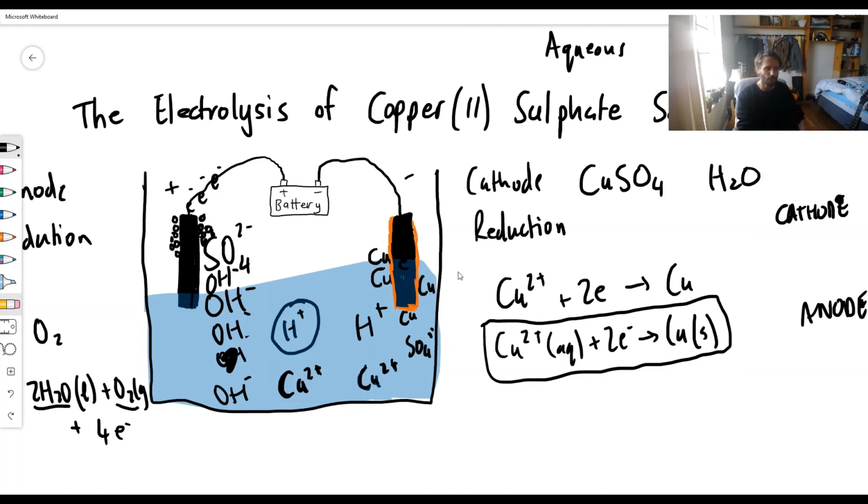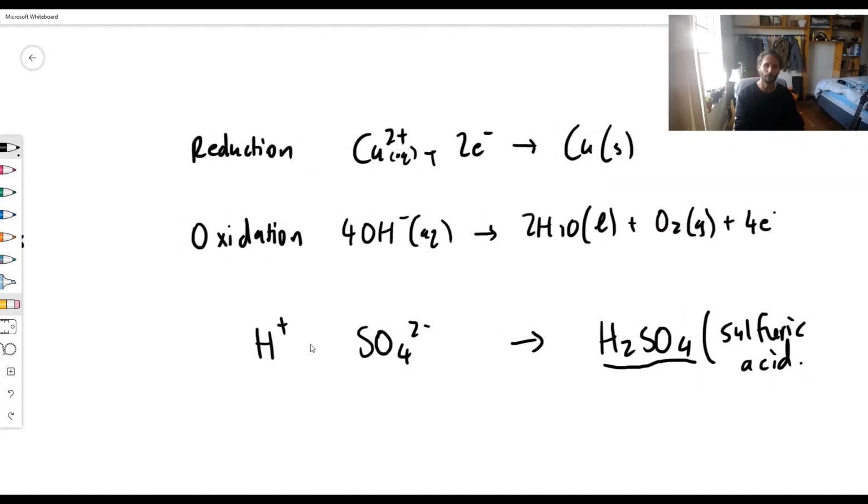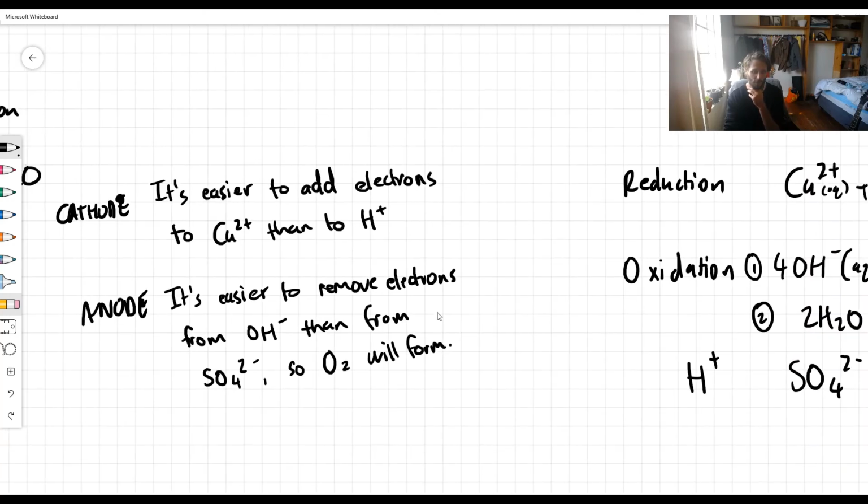And then there's just one other point, that there is another way to write this oxidation reaction. You could write it like this and sort of flip it around. 2H2O, which is liquid, forms O2 gas plus 4H plus plus 4 electrons. This is another way to write it. You may see both of these equations in your exam. Okay, that is the electrolysis of copper sulfate.